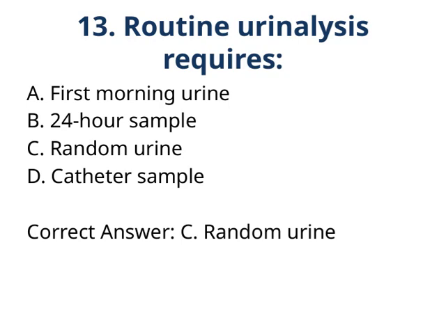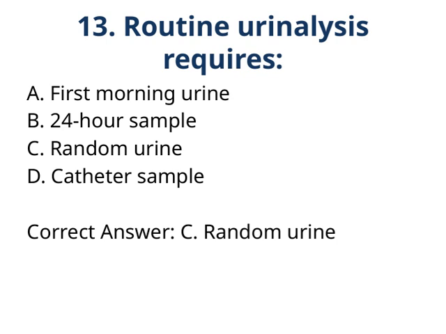When it comes to routine urinalysis, there are several types of urine samples we might use. Today, I want to focus on understanding which sample is most appropriate for different situations. The options include a first morning urine, a 24-hour sample, a random urine, and a catheter sample. Now, among these, the most commonly used sample for routine urinalysis is the random urine. This is because it's quick, convenient, and generally provides sufficient information for initial screening.